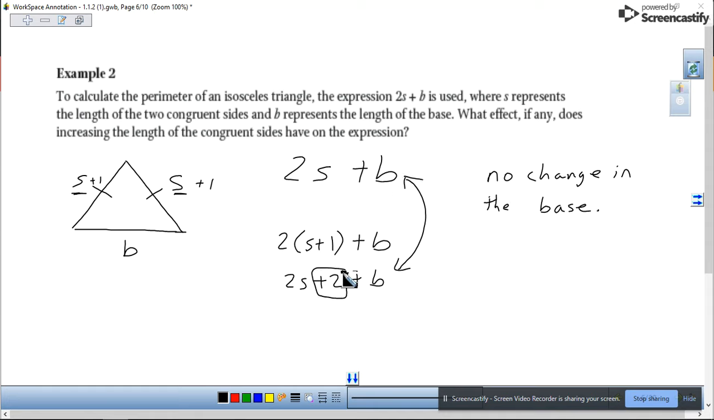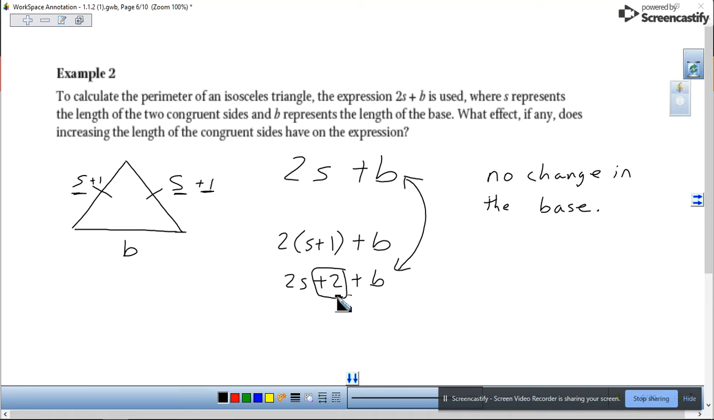This plus 2, right? So we added 2 units of measure, whatever those are. Could be inches, could be feet, whatever's appropriate for a given triangle. But I added 2 of those units. How does that relate to the change that I made on each individual side? I added 1 up there, but in my final expression I'm adding 2. So basically, whatever I added to one side ends up being doubled in the final expression.